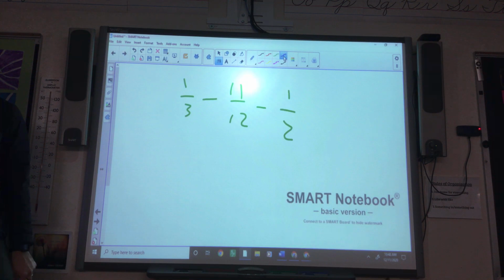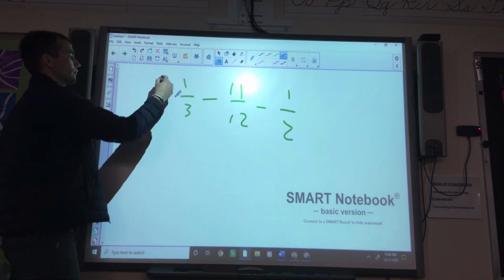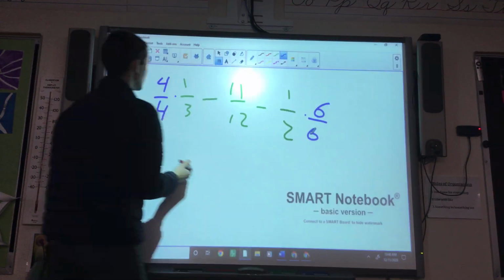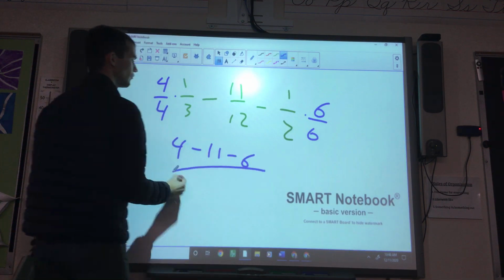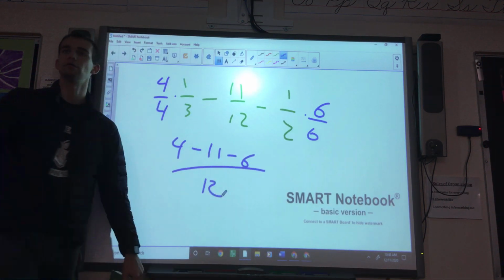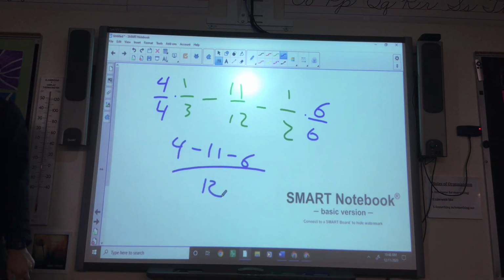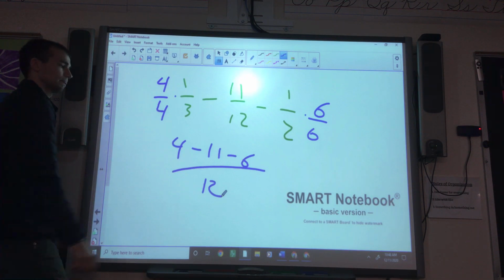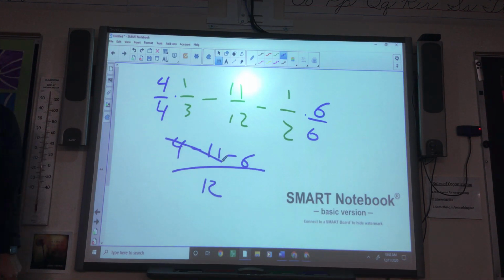What's the first step? Do the common denominator. Common denominator, which is? Yes. Be quiet. 4 minus 11 minus 6 over 12. It was not just the common denominators. 4 minus 11 minus 6? 4 minus 11 is? What's 4 minus 7? What is 4 minus 7?